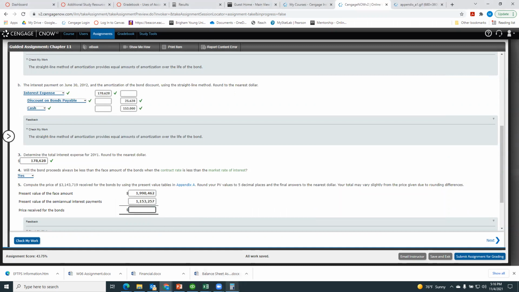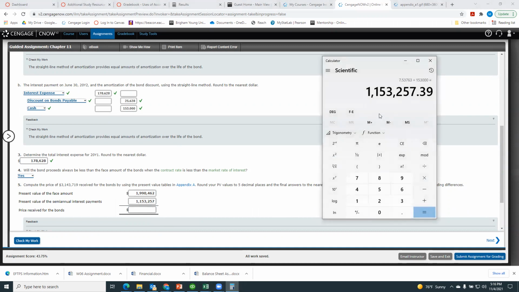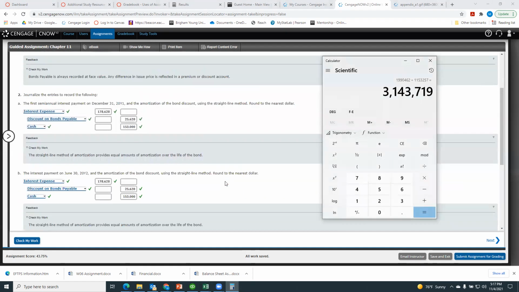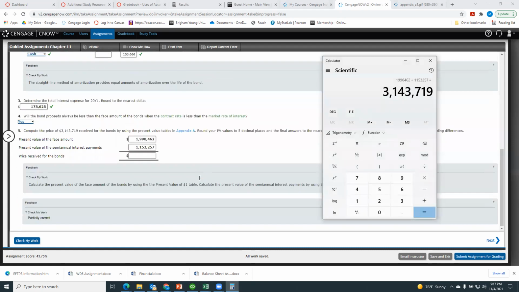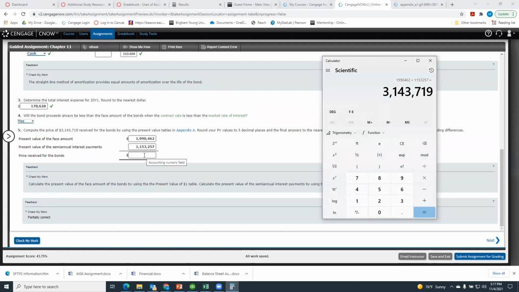If I add those together, that should give me the issue price of the bond, or not the issue price, but the amount we sold it for, the amount of cash we got, 3,143,719.